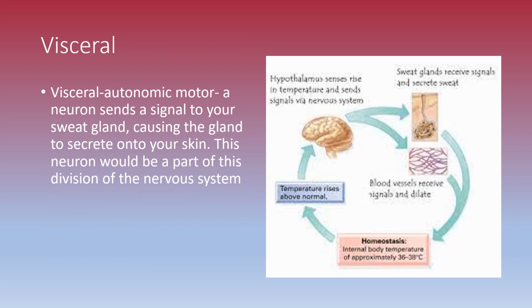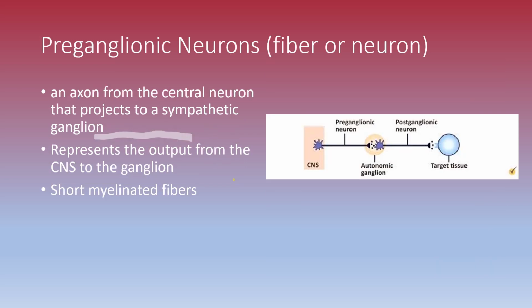A visceral autonomic motor response is a neuron sending a signal to your sweat gland, causing the gland to secrete onto your body. Body temperature must remain at homeostasis, but if the temperature rises above normal, this causes the hypothalamus to sense the rise in temperature and send signals to the nervous system. Sweat glands receive signals and secrete sweat. The blood vessels receive signals and dilate.